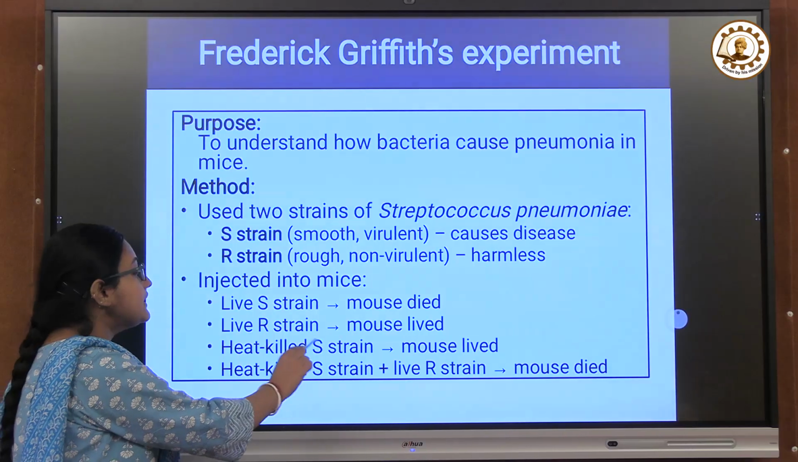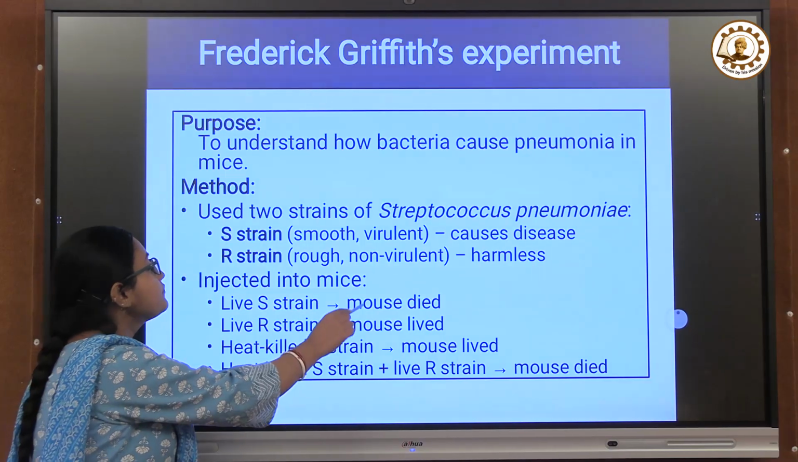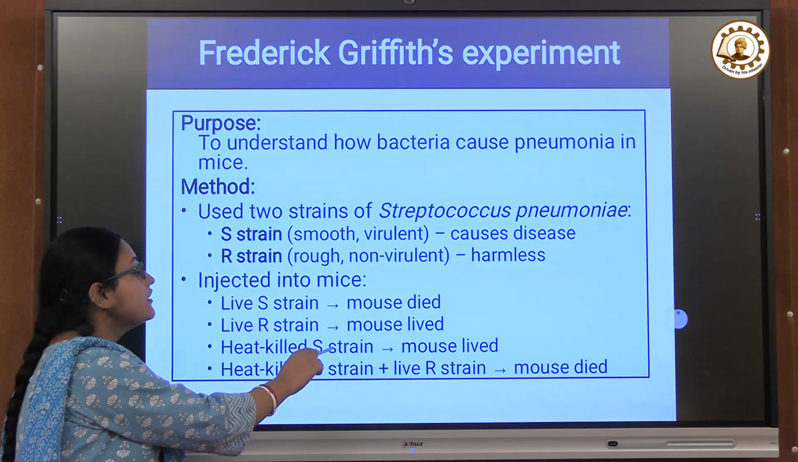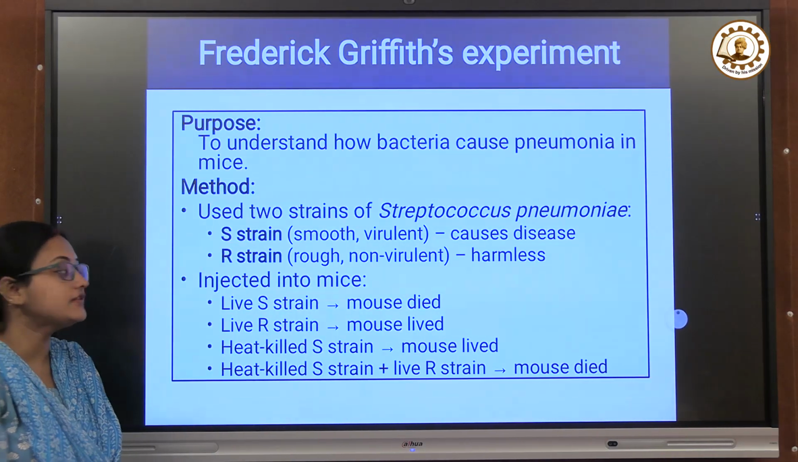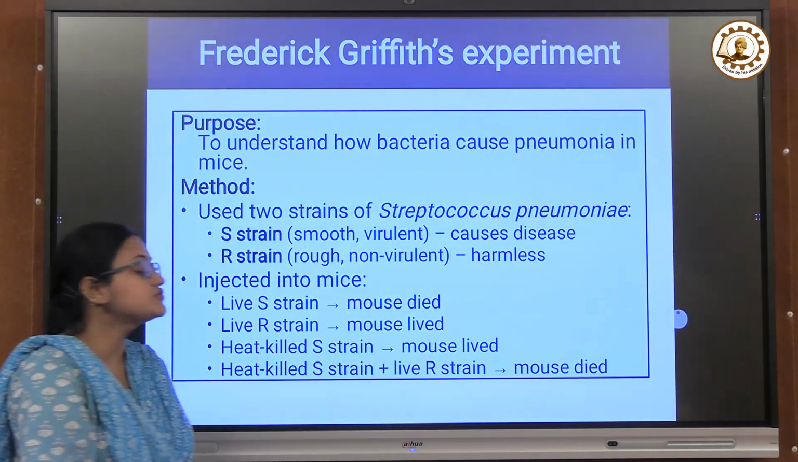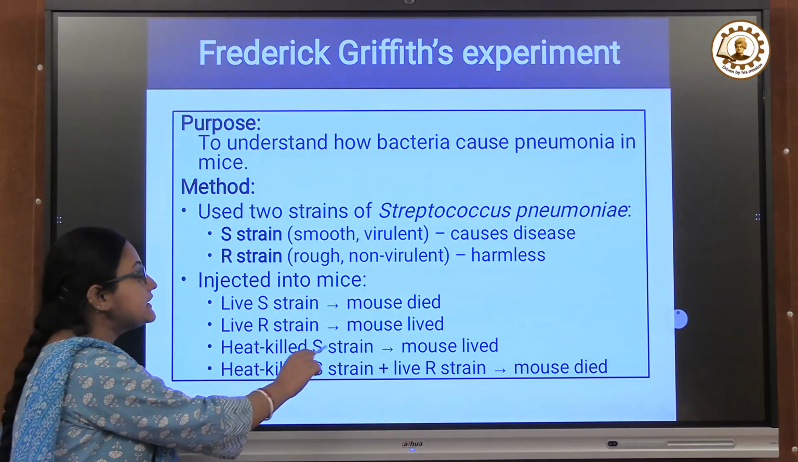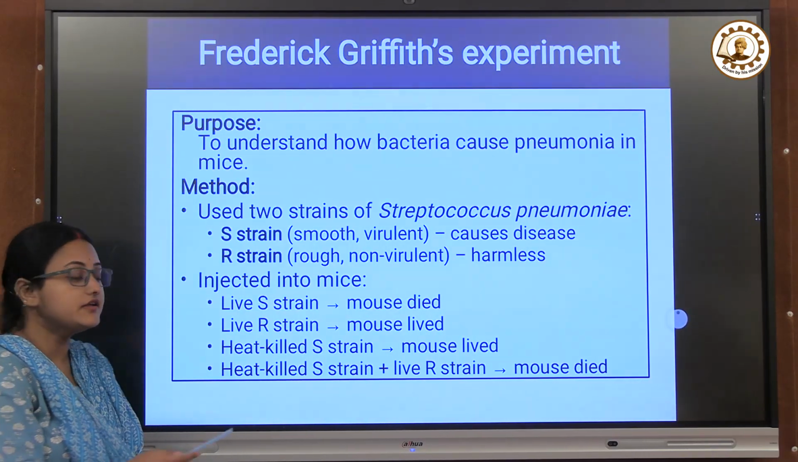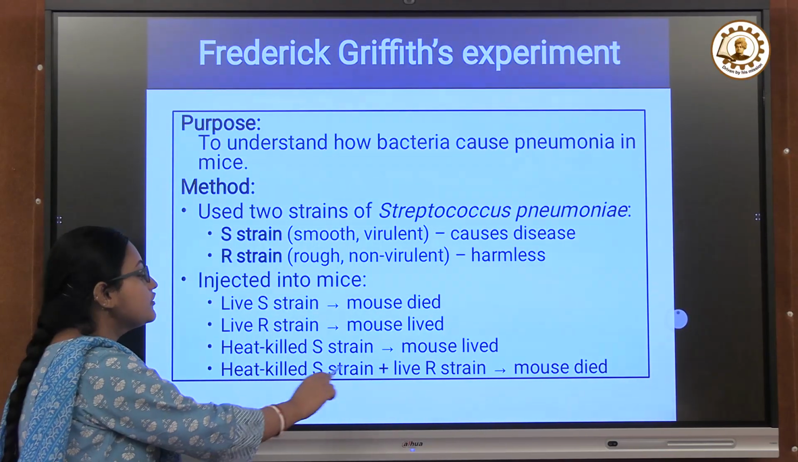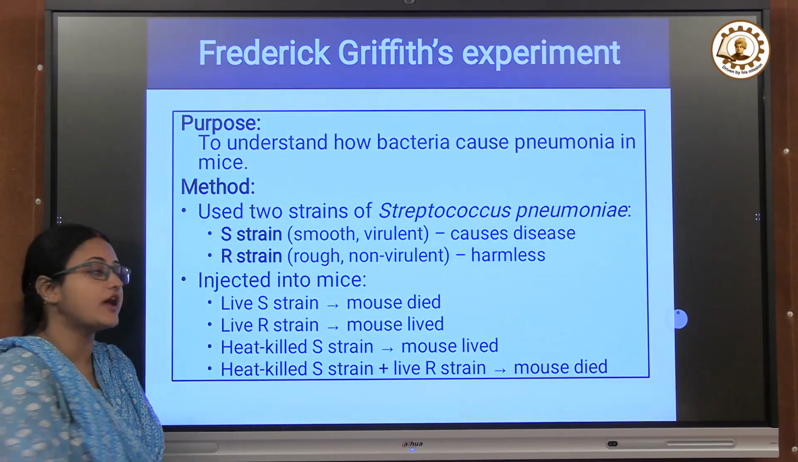Then heat-killed S strain was injected into the mouse. Previously we said that the S strain causes disease in the mouse, but the heat-killed S strain did not cause any disease, so the mouse lived. And the heat-killed S strain plus live R strain caused the death of the mouse. So individually the heat-killed S strain did not cause any disease in the mouse, and individually the R strain did not cause any disease in the mouse. But by combining these two strains, disease was observed and the mouse died.